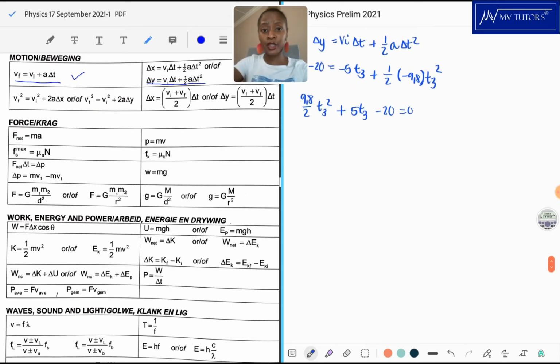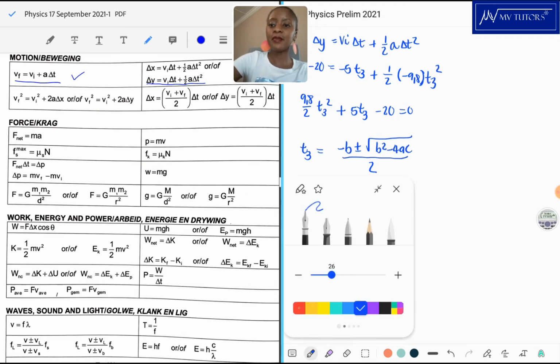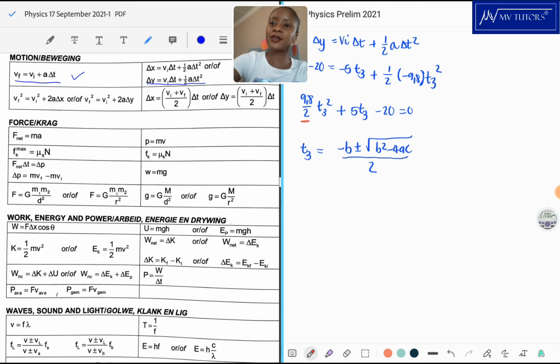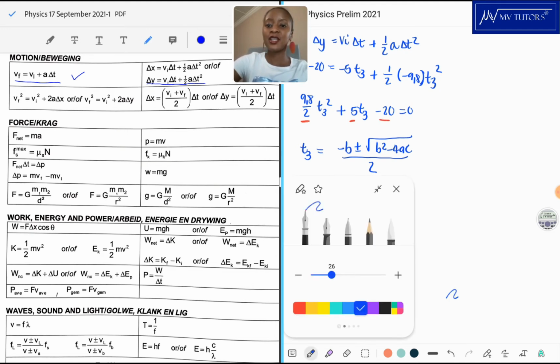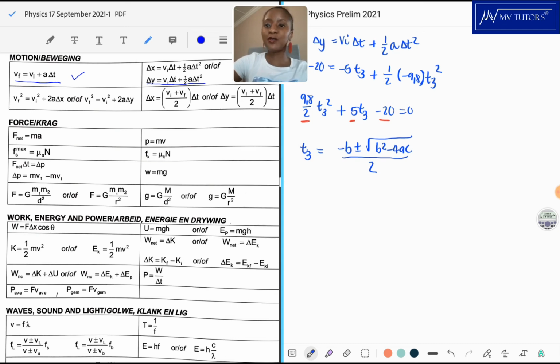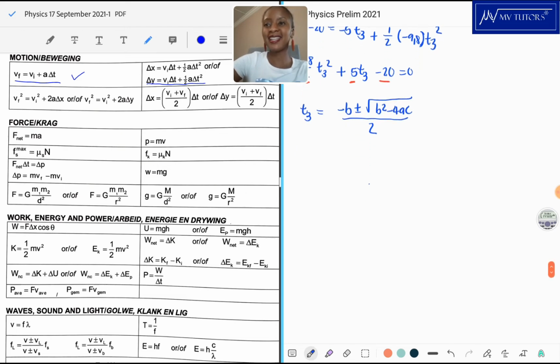At this point, you can use your quadratic formula, where the subject of your formula or your unknown is T3. Then we have negative b plus or minus the square root of b squared minus 4ac. We know that the value for a is 9.8 divided by 2, the value for b is 5, and the value for c is minus 20. So now let us solve for it. I'm actually going to use a quicker way. I'm going to use the calculator.